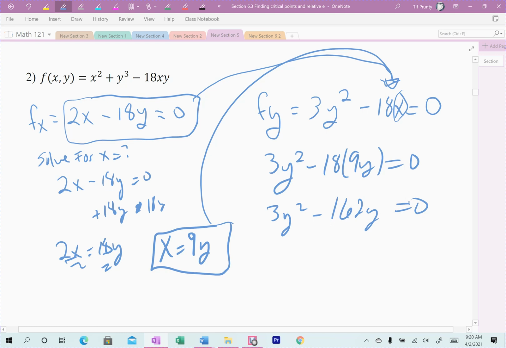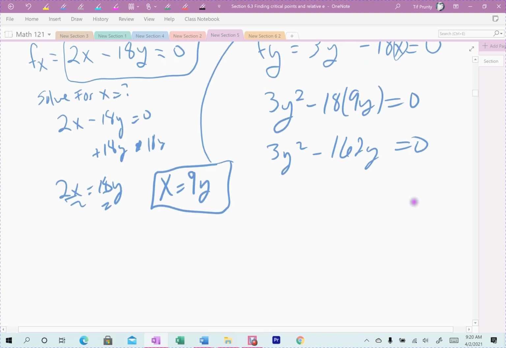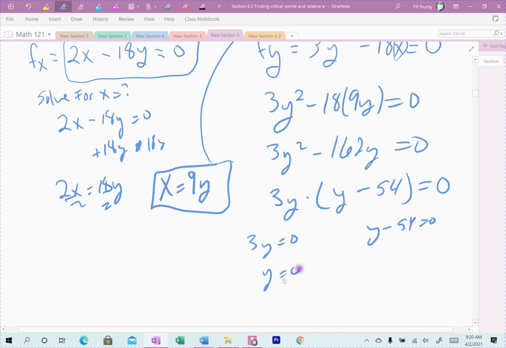We always solve these by either factoring or using the quadratic formula. Don't try to solve for y, because if you do, you'll lose one of your points. I'm going to factor. This one's actually not too bad to factor. I can pull out both a 3 and a y, so I can pull out a 3y. When I do, I'm left with y, dividing out: 3y squared divided by 3y gives me just a y. 162 divided by 3 gives me 54, and the y came out, set equal to 0. And so I get 3y equals 0, or y minus 54 equals 0. So y equals 0, or y equals 54.